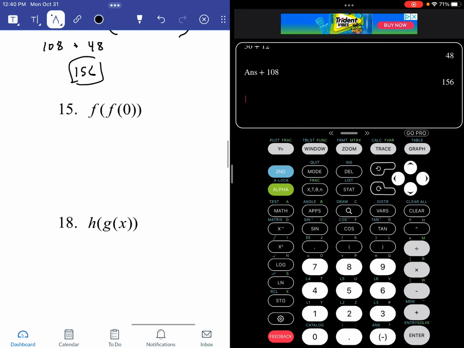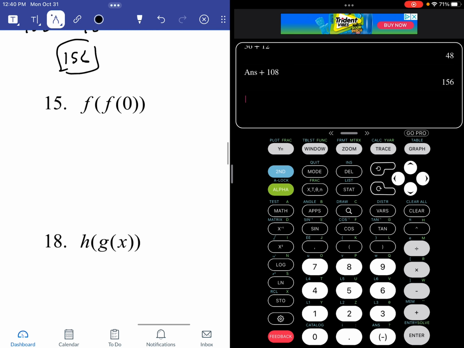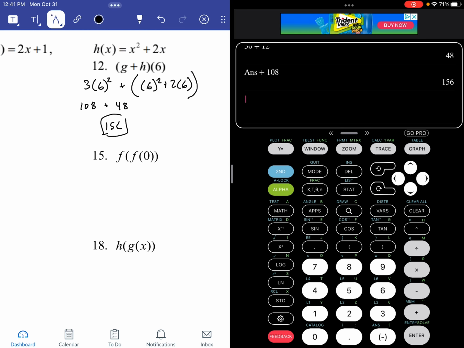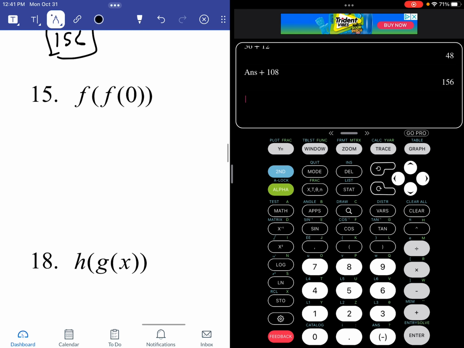All right. This is very much the same thing as almost like the other one that we just did. It's a composite just written differently. We're putting 0 in for the f function. So again, the f function is 2x plus 1. I'm going to put 2 times 0 plus 1. I'm going to figure this out. 2 times 0 is 0 plus 1 is 1. So I'm going to put that number into the f function again. So 2 times 1 plus 1 is going to give me 3.